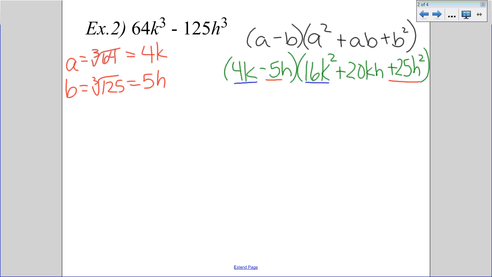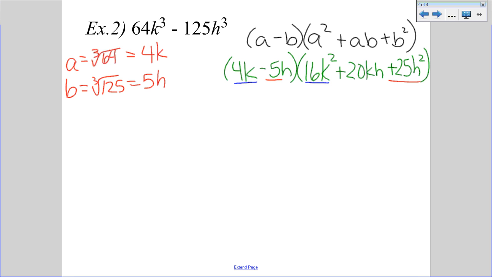What's negative 5 times positive 25? Negative 125. H times h squared? H to the third. What's wrong, Ty? Where did I get this 20kh from? No, it's correct.